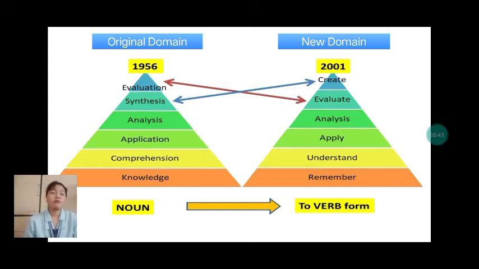And the Bloom's revised taxonomy is a hierarchical model that categorizes educational objectives into six levels of cognitive complexity ranging from simple recall of facts to the creation of new ideas. So let's take a closer look at each level.